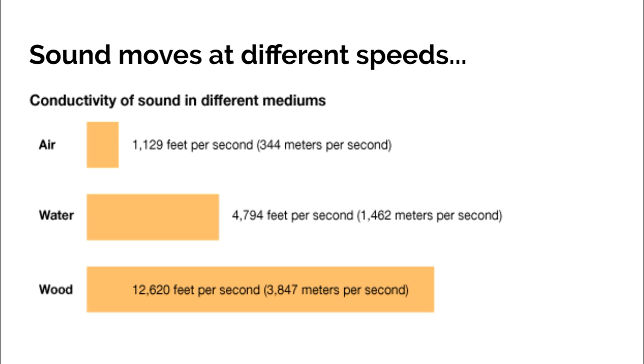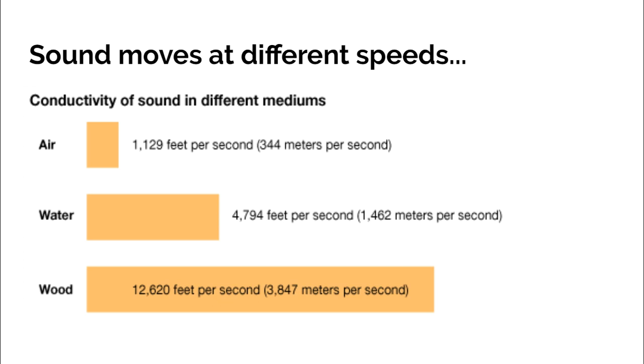If I put a sound wave in water, it's going to be going over 4 times faster. Instead of going 1,000 feet per second, sound waves in water travel almost 5,000 feet per second. And that sounds great, but if you put a sound wave directly into a piece of wood, that wood will carry the sound wave over 12,000 feet in 1 second.